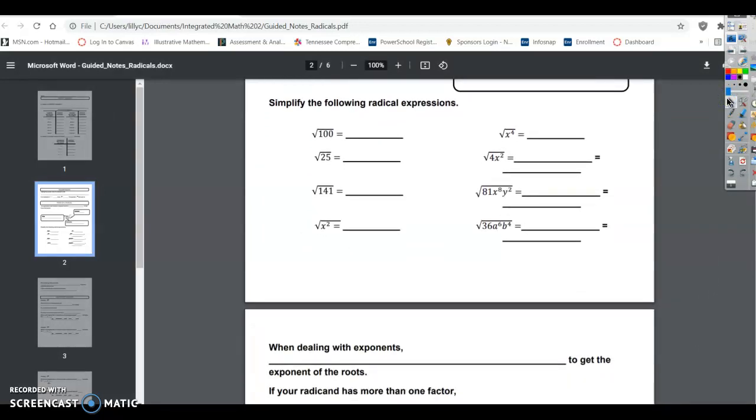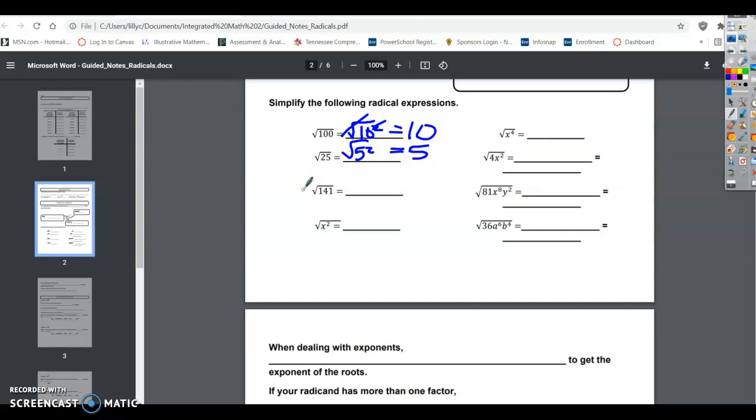Alright, if we want to simplify the following radical expressions. The square root of 100 equals the square root of 10 squared. All I did was rewrite 100 as its perfect square, and then the square root cancels the squared term, so it equals just 10. So this one equals the square root of 5 squared, and the square root cancels the squared term and leaves just 5.